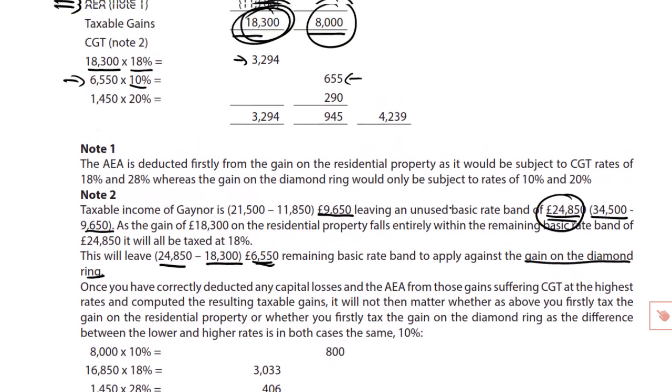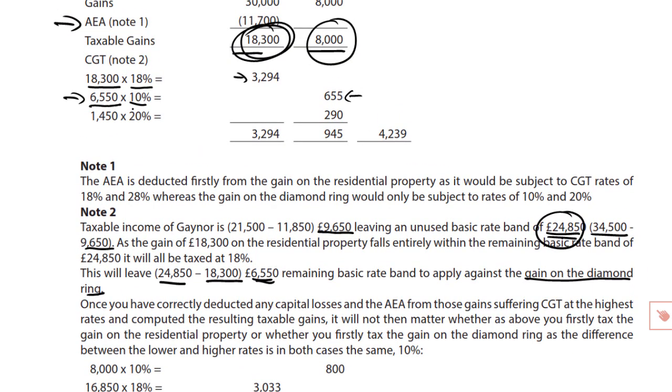How much of the gain has that covered? 6,550 out of 8,000, it leaves 1,450. That's now up in the higher rate. That's 20%, and that's 290. Add it down, cross-cast, we get £4,239 as the CGT liability.